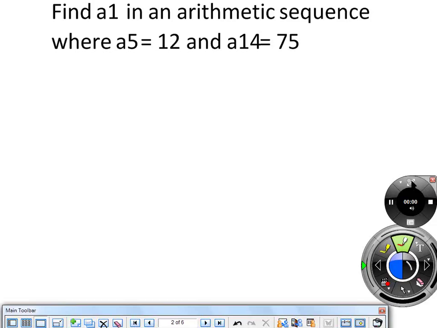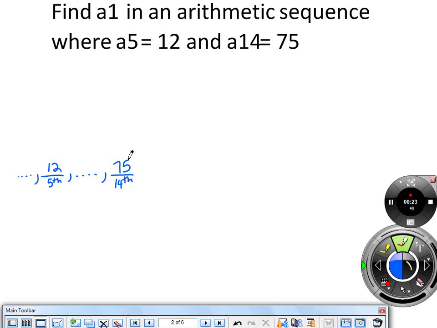We're to find A1 in an arithmetic sequence where we know A5 and A14. So we know the fifth term and the 14th term. Think about that for a minute. Somewhere along your sequence, you have this fifth term, and it has the number 12 sitting there. And then later on in your sequence, you have the 14th term, and it has the number 75 sitting there.